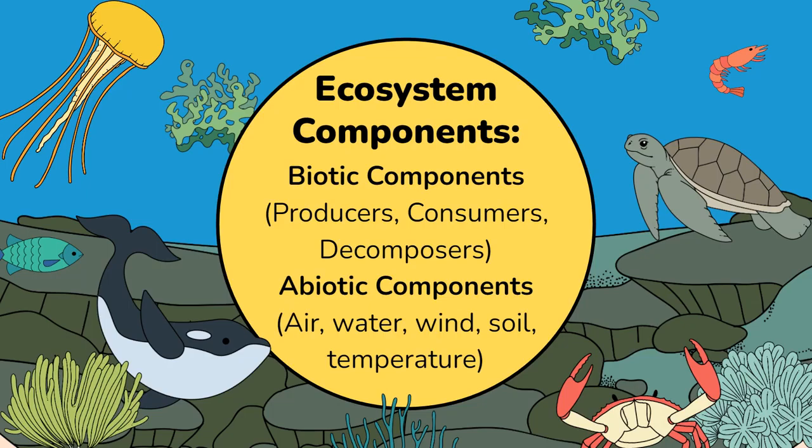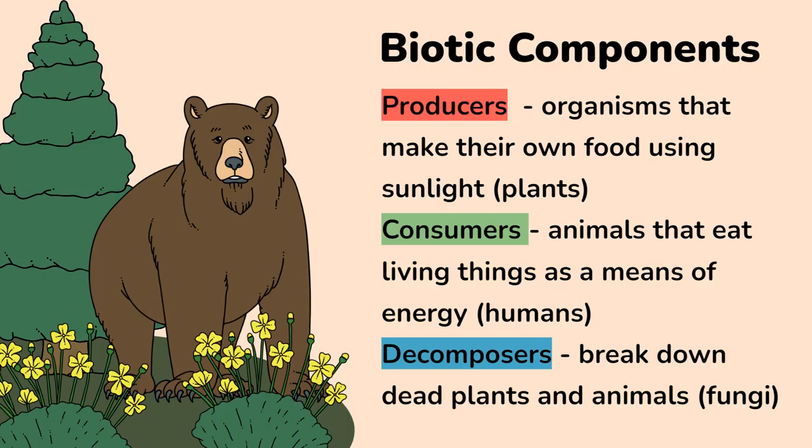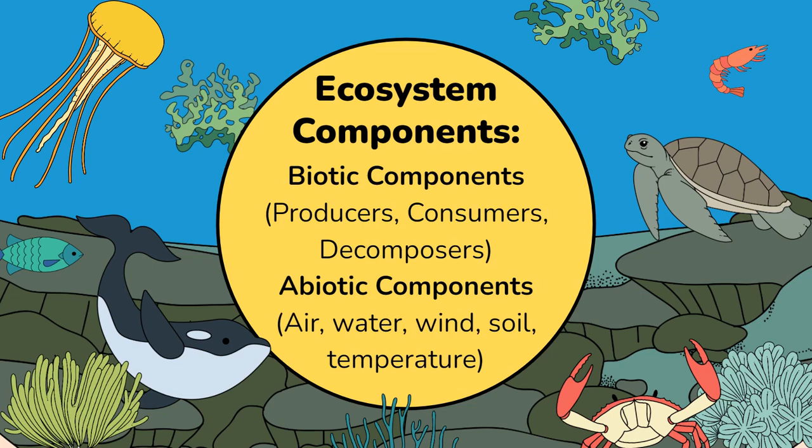So we have some different components. We break them down into two different categories. We have biotic components. We know bio means life, so biotic components are going to be the living components. And then abiotic, meaning non-living, those are our non-living components. So for the living components, we have producers, consumers, and decomposers. And then for abiotic components, we have things more that are in the physical environment. So air, water, wind, soil, temperature, all those physical factors that do still affect an ecosystem really strongly.